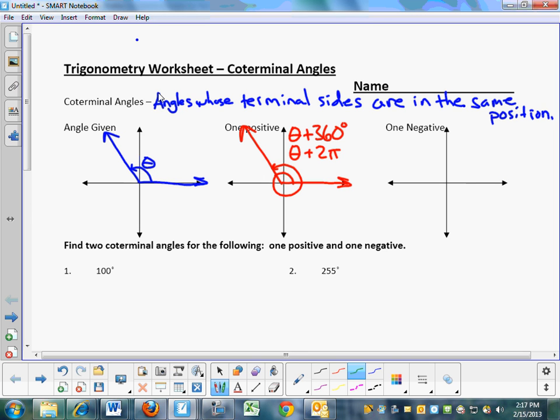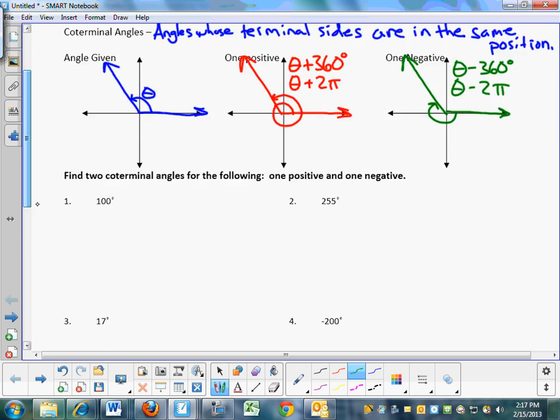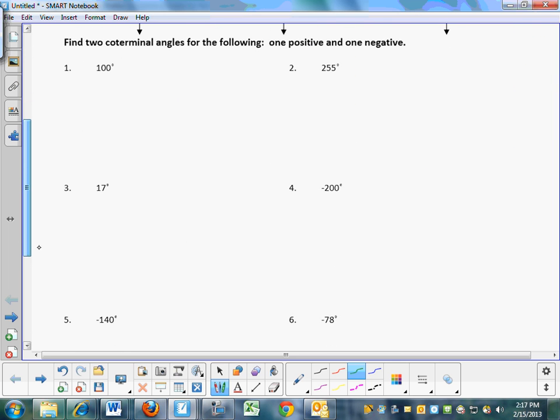So if we do a negative one, we could go in the opposite direction. Just like that. So instead of adding 360, what do you think we do? Very good, Casey Gilbertson. Theta minus 360, or if you're in radians, theta minus 2 pi. Now, it's not always going to be the case that you add to get the positive one and subtract to get the negative one. Well, yeah, it would be that way, at least for the problems I've given you. Okay, let's try a problem.